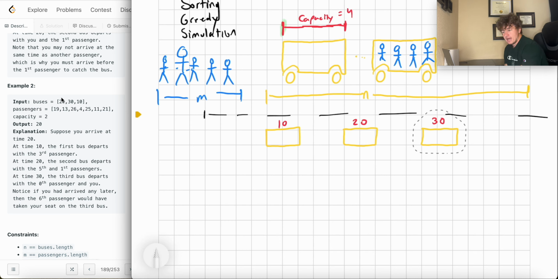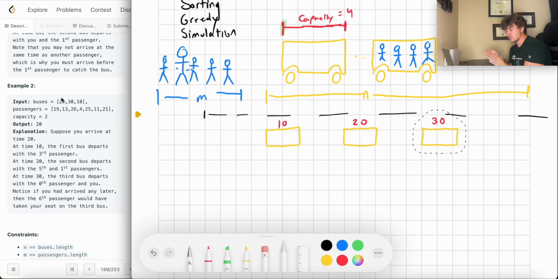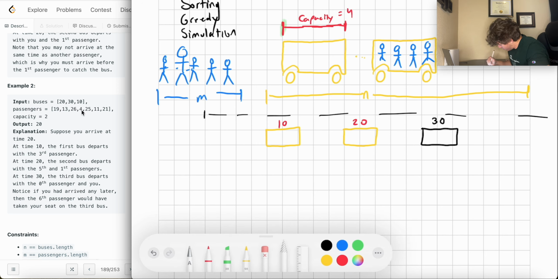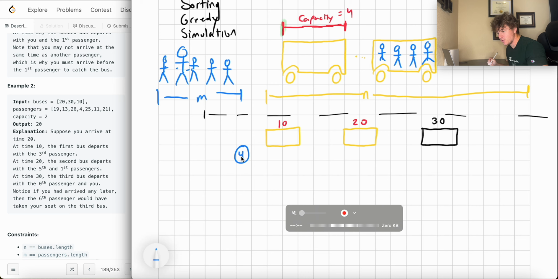Now, our passengers arrive all over the place. If we think of this in terms of when the passengers arrive and when the buses arrive, I'm going to put people in the appropriate place, so you know this person arrived before this person. You have 19, 13, 26, 4, 25, 11, 21. That's when the people arrive. So the first person arrives at 4. I'm going to draw a circle for the people. This first guy arrives at 4, and he's going to be waiting for a bus. The next person arrives at 11. That's why this is important.